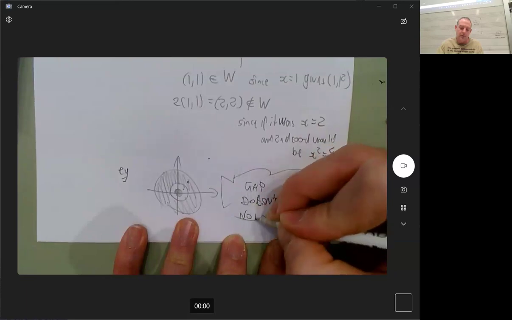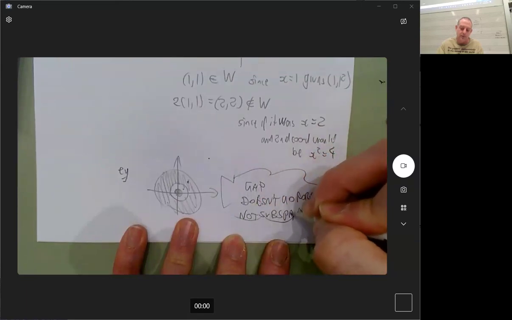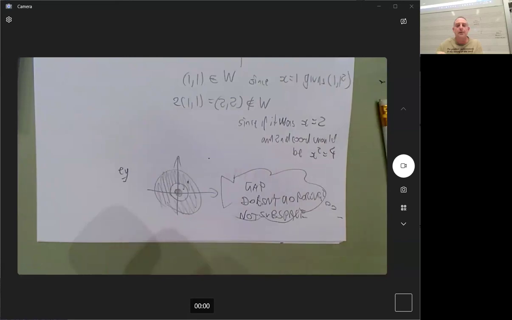So not subspace. Because there is one subspace that doesn't go forever, which is just the origin. But it definitely doesn't have a gap. It's only got 1 point. So yeah. Okay. How are we feeling?